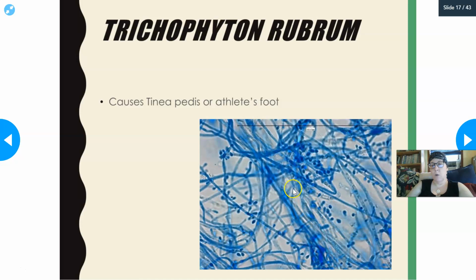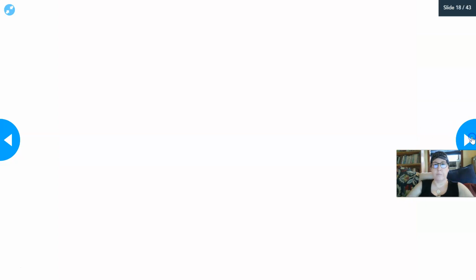And so this is what fungi look like. You do have a few little budding yeast things in here, but you see these hyphae, right? These long branches and stuff. And so that's typical of fungal infections, these hyphae and little yeast forms and stuff.